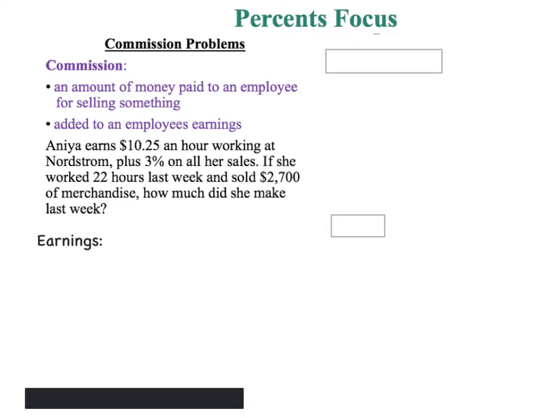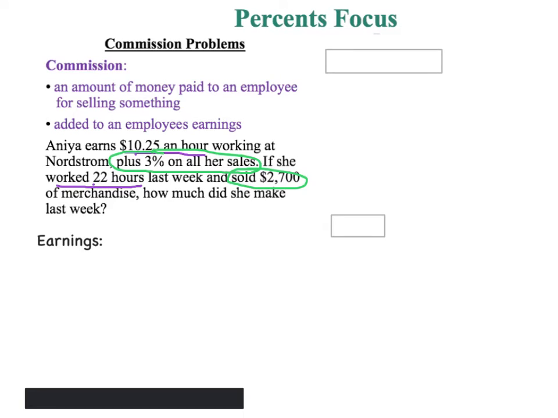So I see a couple things that I want to pick out. $10.25 is how much she earns every single hour. I also see the number 22 is how much she worked, how many hours. So those numbers are going to go together. I see that she gets 3%, that should say commission, on all of her sales. She sold $2,700. So those two numbers are going to also go together.